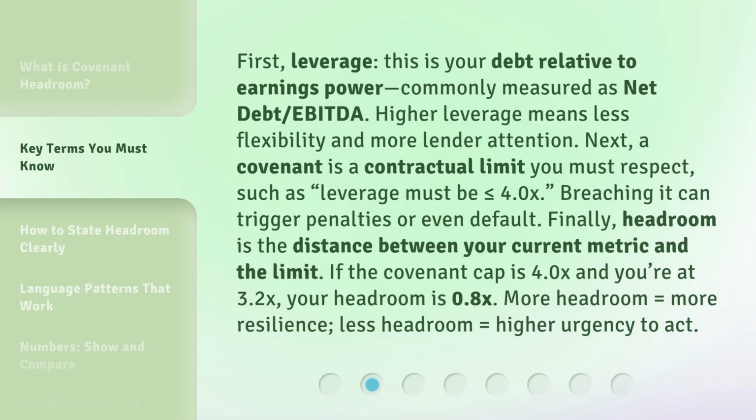Finally, headroom is the distance between your current metric and the limit. If the covenant cap is 4.0x and you're at 3.2x, your headroom is 0.8x. More headroom equals more resilience. Less headroom equals higher urgency to act.